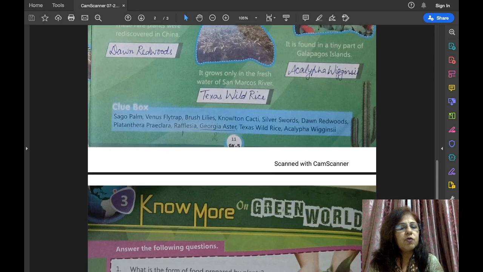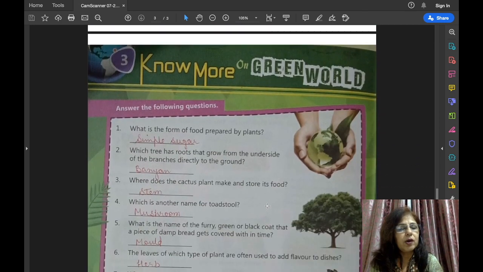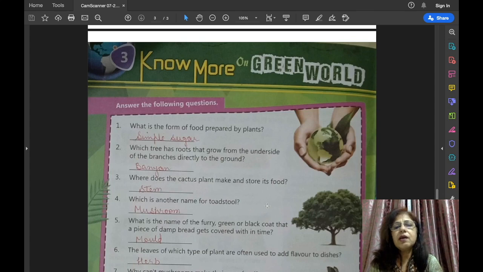Now let us move to the next lesson, Know More on Green World. A few questions are given and you have to answer them. Let us begin with the first question. What is the form of food prepared by plants? The form of food prepared by plants is simple sugar.